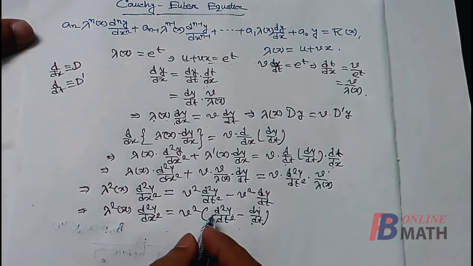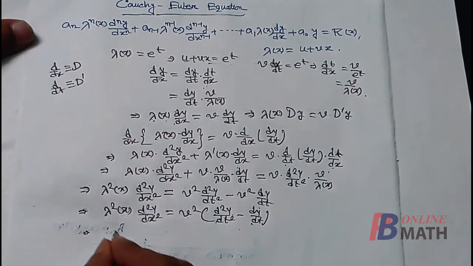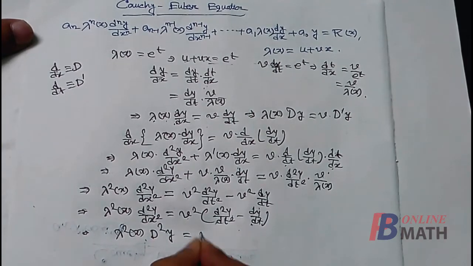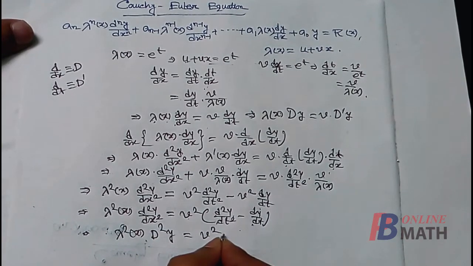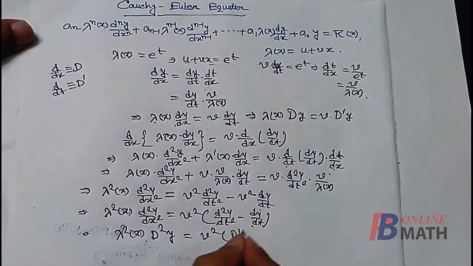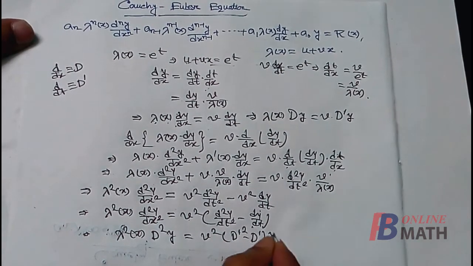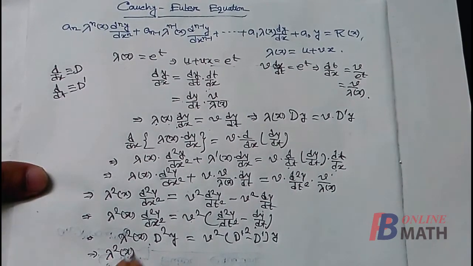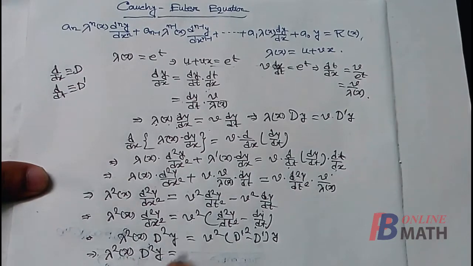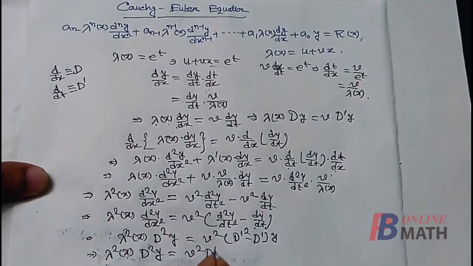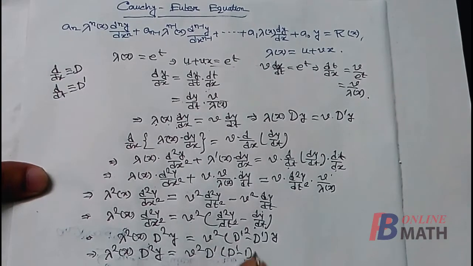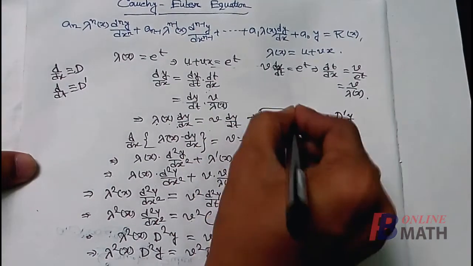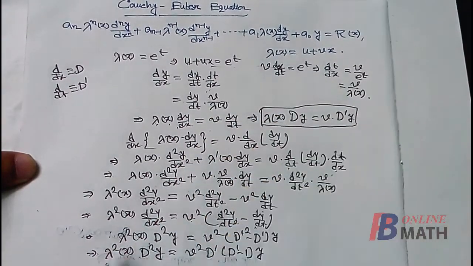If we write this equation in terms of operators, then it is nothing but lambda square x into D square y, and it is equal to v square into D dash square minus D dash y. So actually this is lambda square x into D square y, equal to v square into, taking D dash common, D dash minus 1 y. So these are the two equations in terms of operators.